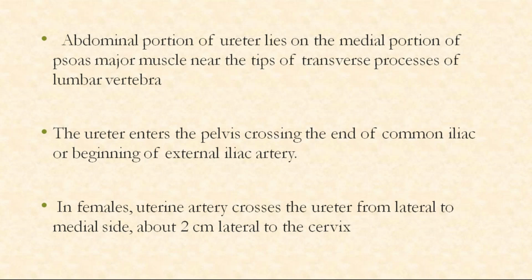Then the ureter is divided into an abdominal portion and a pelvic portion. The abdominal portion of the ureter is located on the medial portion of the psoas muscle near the tips of the transverse processes of lumbar vertebrae. Then the ureter enters the pelvis, crossing at the end of the common iliac or beginning of the external iliac artery. In females, the uterine artery crosses the ureter from lateral to medial side about 2 centimeters lateral to the cervix. These things are not much needed for you, but remember one thing: what is the relation between the ureter and gonadal vessels, and ureter and uterine vessels?